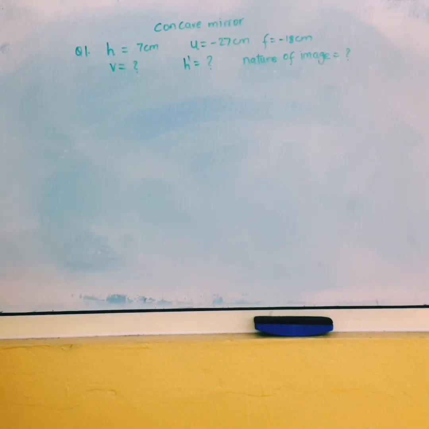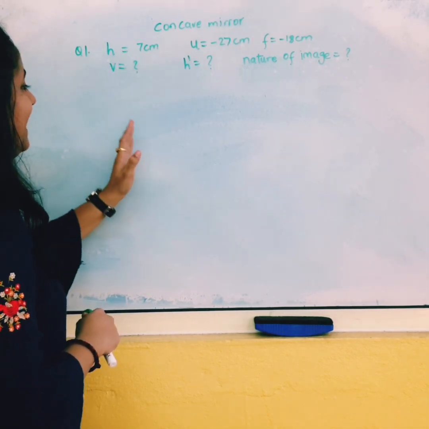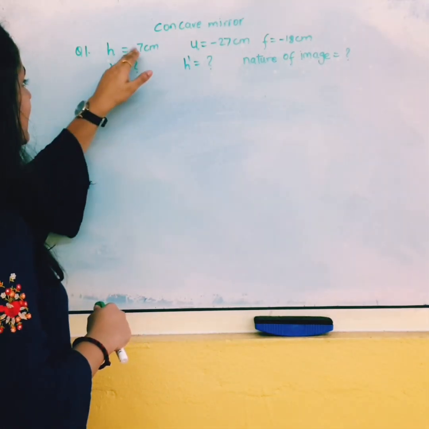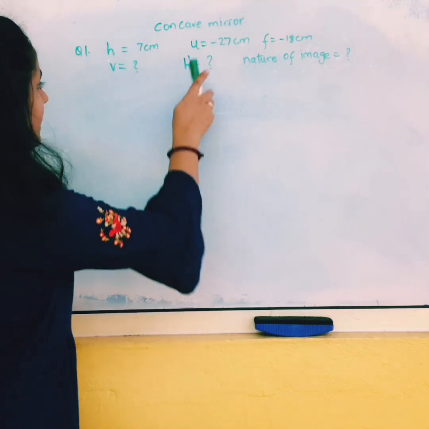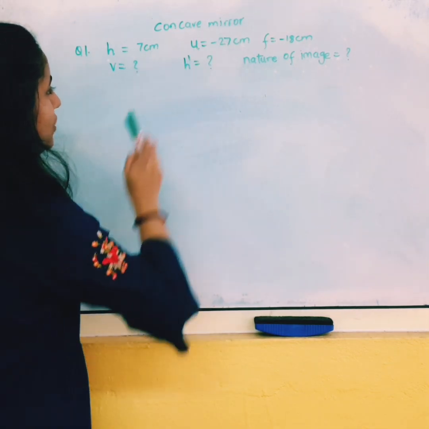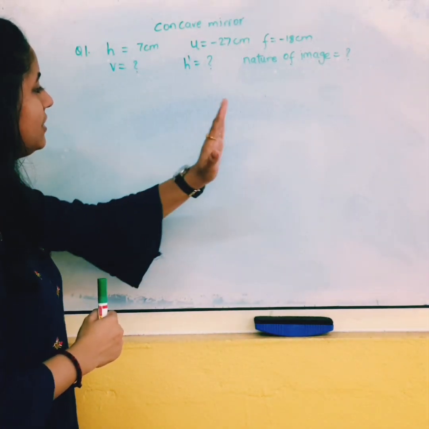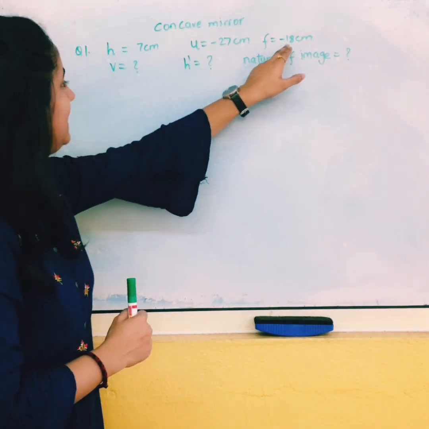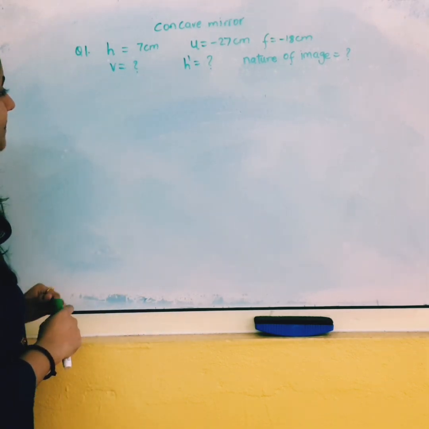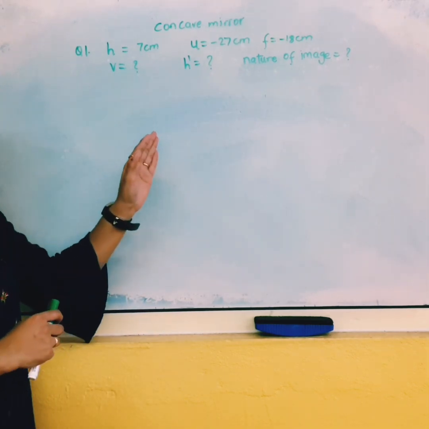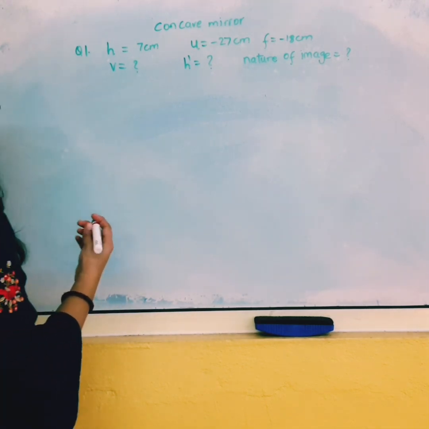Question number 1, you are given the height of the object which is 7 centimeter. Object lies above the principal axis, so it is taken positive. The distance of the object from the mirror is denoted by u, which is negative 27 because it is distance towards the left. Then focal length is also a distance towards the left, so it is negative 18. Then you are asked to find the distance of the image, and also the size of the image as well as nature of the image. So let us use the mirror formula.